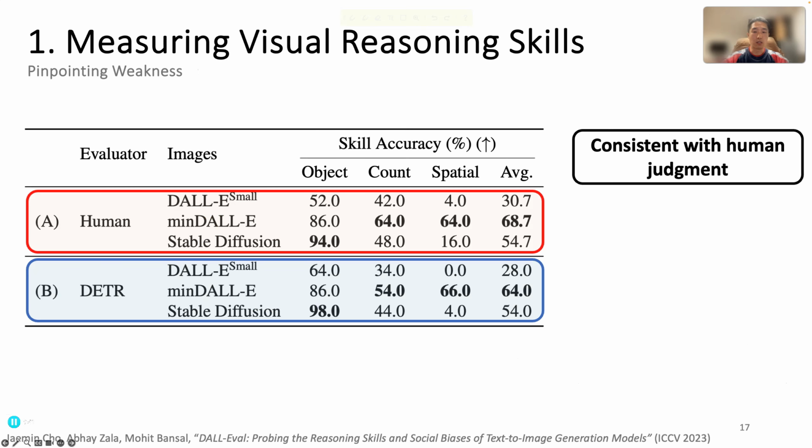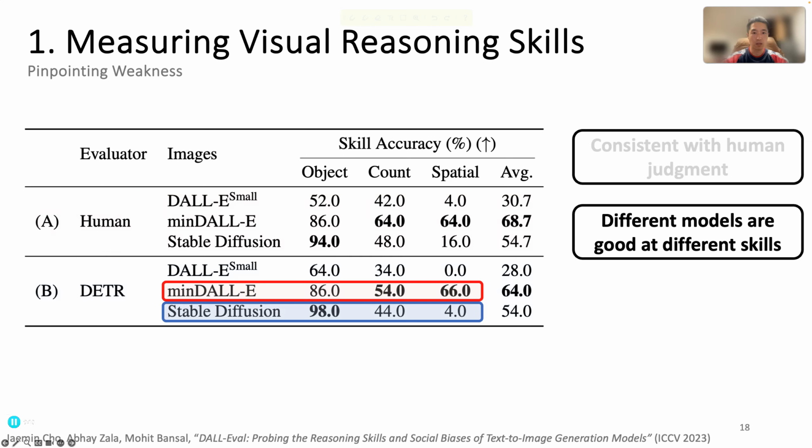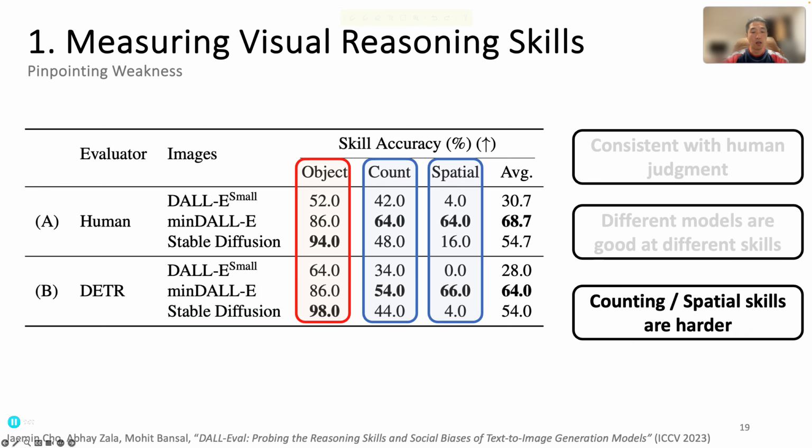Here we show our overall skill accuracy evaluation of the 3 public text-to-image generation models. Our automatic metrics show high correlation with human judgments. We see different models are good at different skills. For example, Stable Diffusion is better at the object skill, while minDALL-E is better at count and spatial skills. When comparing the overall accuracy, we found counting and spatial skills are harder than the object skill.